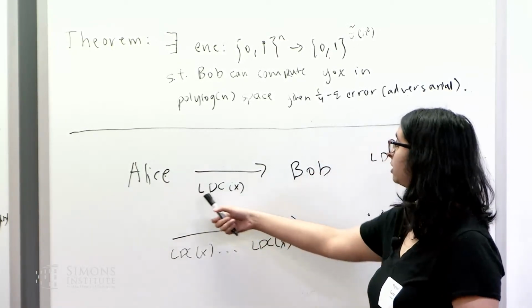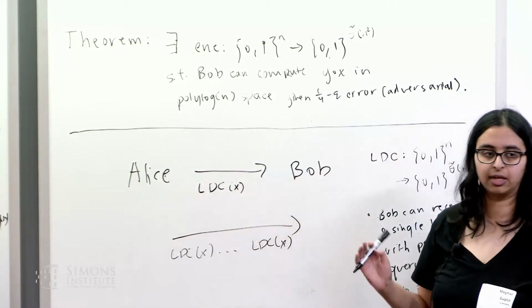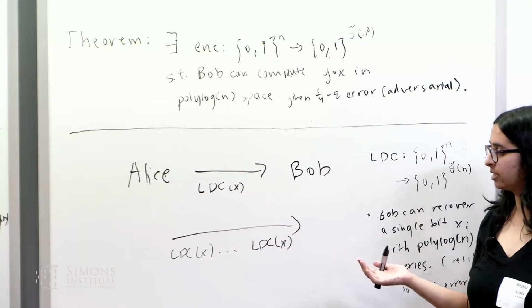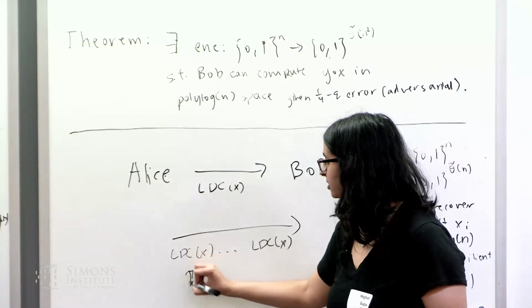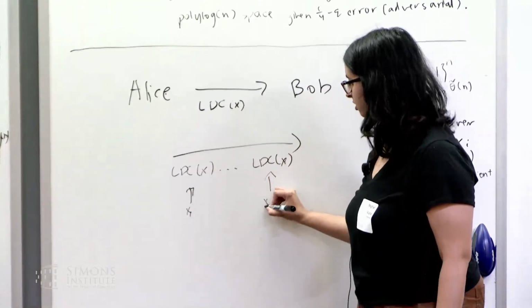Let's have Alice send n copies of a locally decodable code, LDC of x. In the first one, Bob is going to recover x1. In the second one, he's going to recover x2. And in the last one, he's going to recover xn.